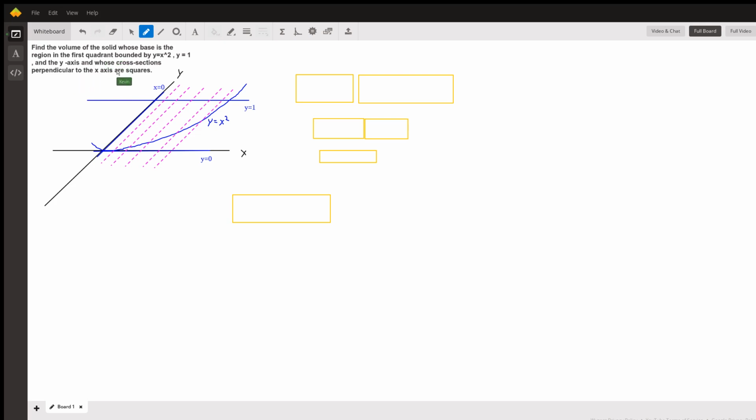And then it says the cross-section is perpendicular to the x-axis. Before I even read the last part, I want to identify what that is even going to mean. So I draw a bunch of lines in a different color. These are going to be the cross sections, right? You're taking these slices, and then it says they're squares. So finally, let's just draw one or two of those just to get a feel for what those are going to look like.